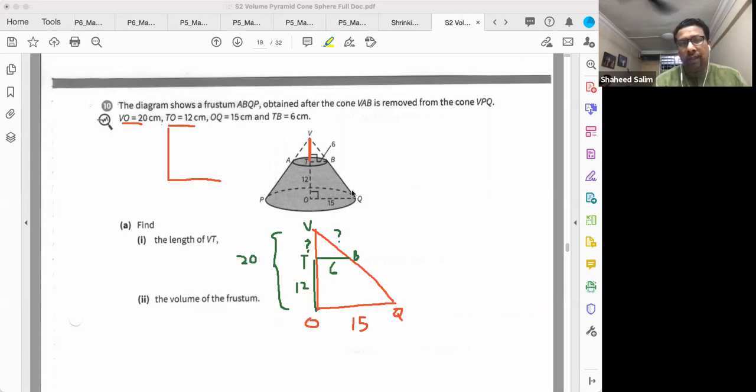You don't need to find all this slanted side. You've got the height, you've got the radius, so you can do it straight.